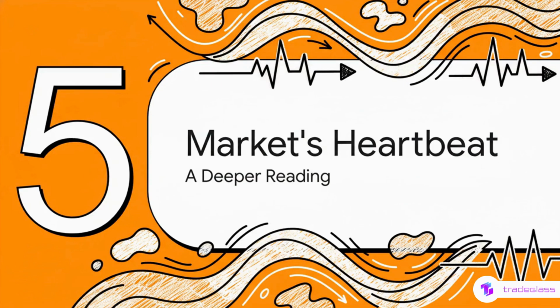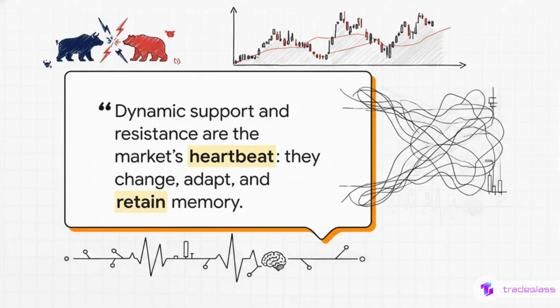All right, let's bring all this together. When we stop looking at static lines and we start seeing these dynamic zones, we're actually doing something much more profound. We're learning to read the market's very heartbeat. You know, there's a quote from our source material that I think just perfectly captures this entire idea. It says, "Dynamic support and resistance represent the market's heartbeat. They change, adapt, yet retain memory of the past." That's it, right there. It's this incredible combination of adapting to new information while still holding the memory of past battles. That's what makes it all so powerful.